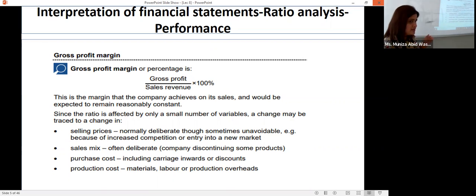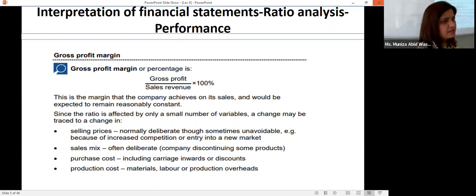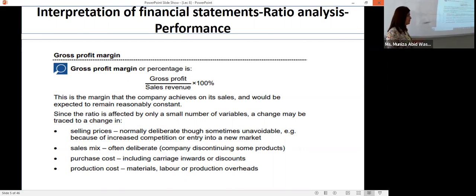So if that is the reason behind the increase in the selling prices, then more or less your results are going to remain the same, because the change in the selling price is going to be cut by the change in the cost of goods sold. So one of the reasons behind the change in the gross profit margin can be the change in the selling price. They say it is normally deliberate, though sometimes unavoidable, because of increased competition or entry into a new market.